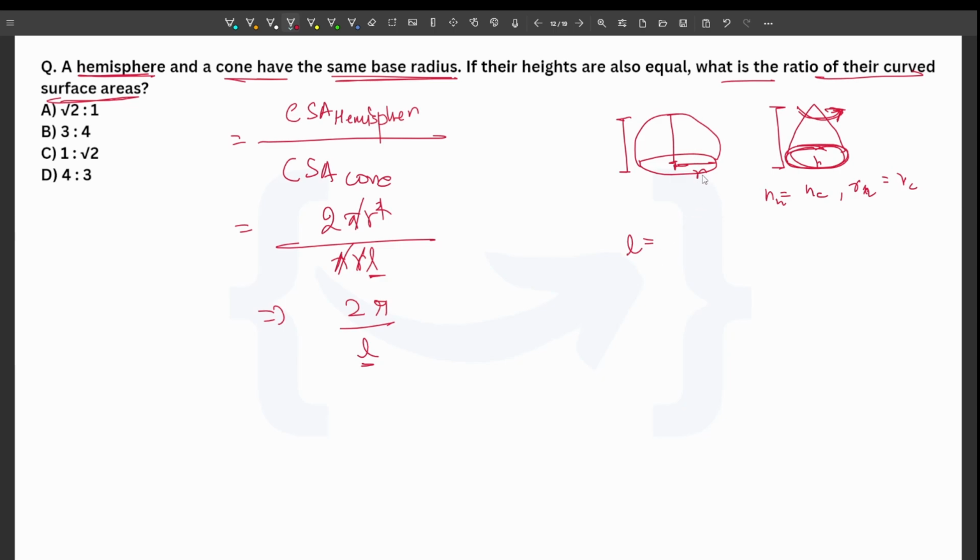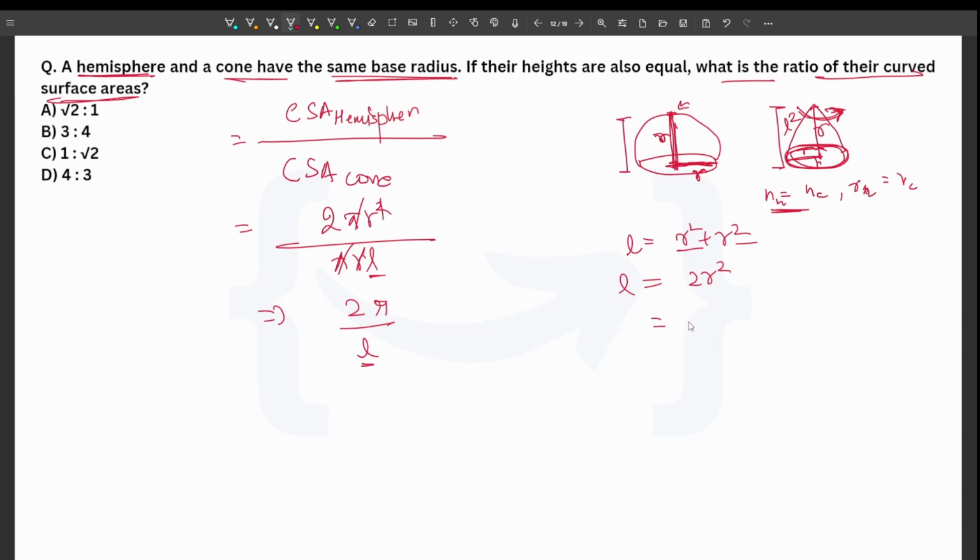In the hemisphere, I told you this is the radius, then definitely the height would also be equal to the radius. So if my cone has the radius r, the height would be the same as the hemisphere, and in the hemisphere whatever radius we have will be the same as the height. So L square will become r square plus r square, because my h is equivalent to r, so it will become 2r square. So my L square is 2r square.